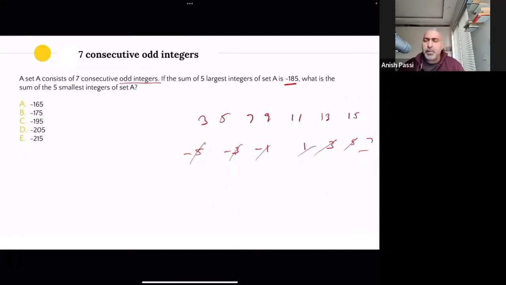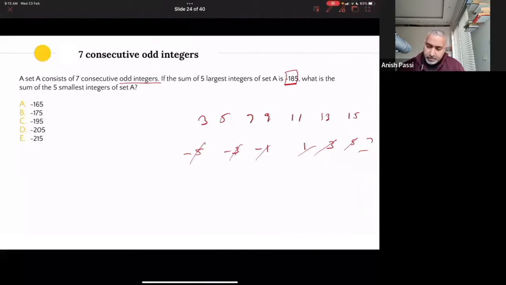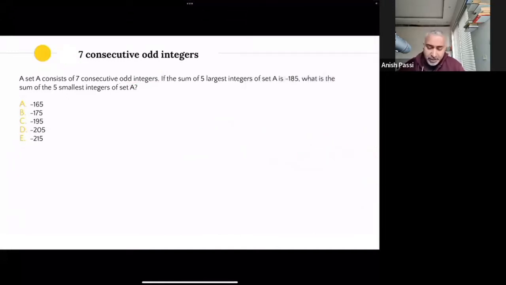What is the sum of the 5 smallest integers? I'm given the sum of the 5 largest. Out of those 7, I have to figure out the sum of the 5 smallest. Now, one thing that I have purposely not done till this point, I will do now. Like I said initially, answer choices are also a valuable resource. So before I start solving, I go through the options: negative 165, negative 175, 95, 205, 250.